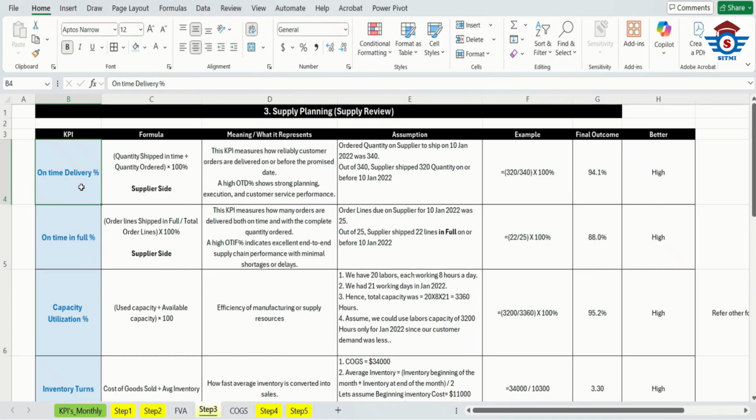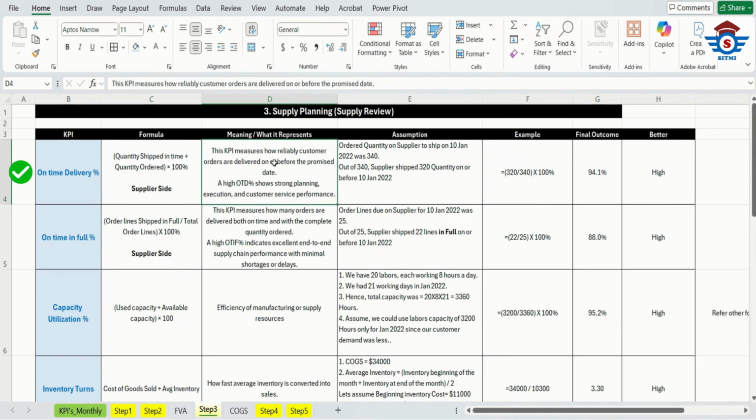Now let's move to the key performance indicators of the step 3. The first key performance indicator is on-time delivery percentage. Now, since we are talking about supply planning key performance indicators here, the on-time delivery percent we are checking here is basically a supplier-side performance. Okay, so what happens here? The formula talks about the total quantity shipped in time divided by total quantity ordered into 100%. These are orders sent to the supplier.